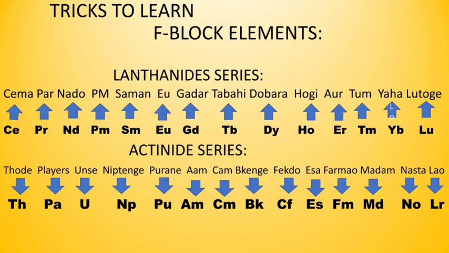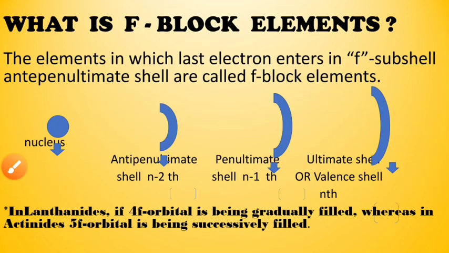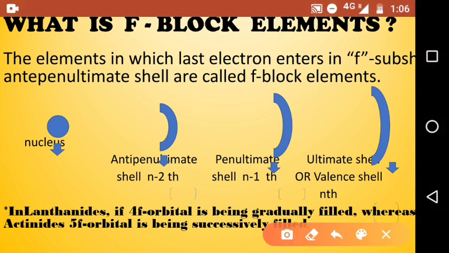So these are the tricks to remember your F block elements. Now we will discuss what F block elements are. The elements in which the last electron enters the f subshell of the anti-penultimate shell are called F block elements. In lanthanides and actinides, the additional electron goes to n-2, that is the anti-penultimate shell.